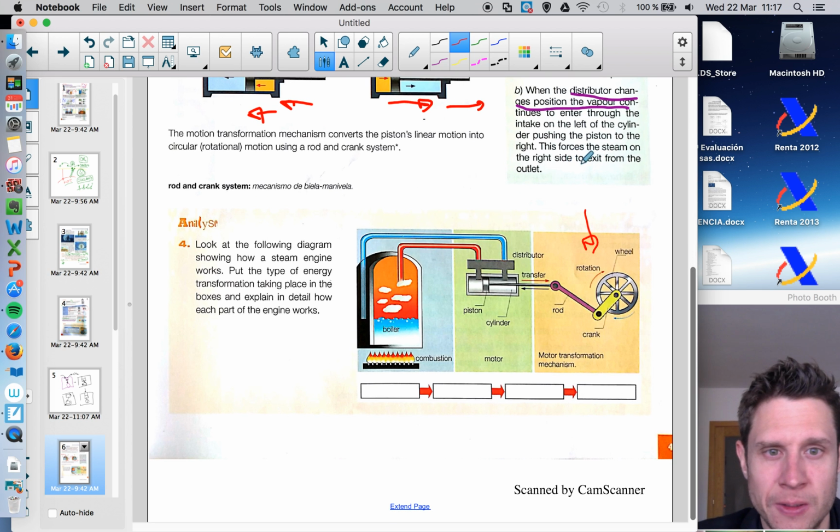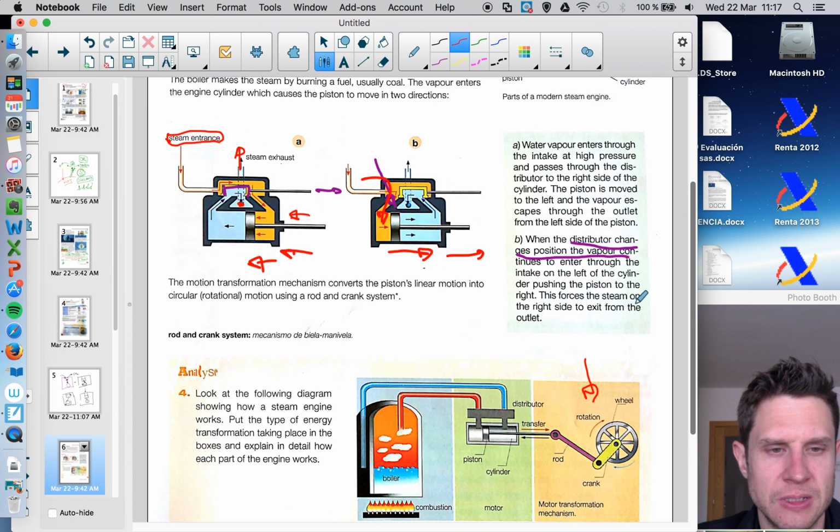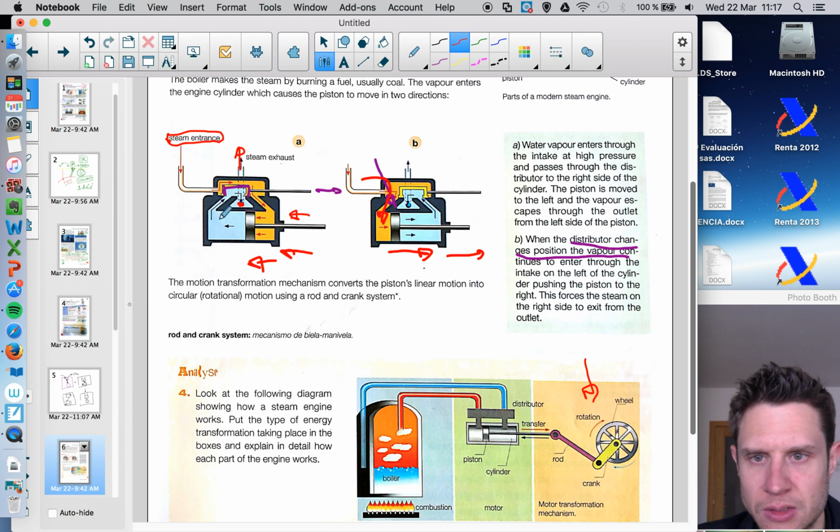Now, okay, we didn't finish, I think. With these forces, the steam on the right side exits from the outlet. So we have again the movement of the previous steam going in this direction.